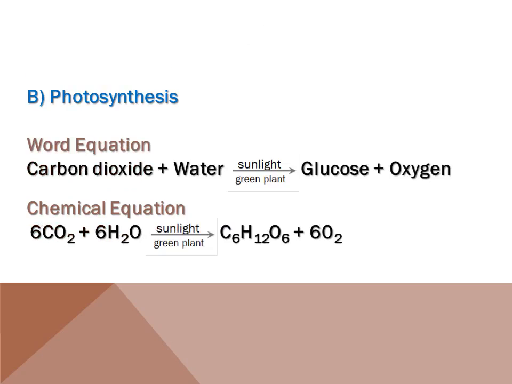The next natural chemical change is photosynthesis. We all know photosynthesis is a process in which green plants prepare their food in the presence of sunlight and chlorophyll. The word equation for this will be carbon dioxide plus water, in the presence of sunlight and green plant, gives glucose plus oxygen. The chemical equation will come as 6CO2 plus 6H2O, in the presence of sunlight and green plant, giving glucose, the molecular formula C6H12O6, plus 6 oxygen molecules, 6O2.